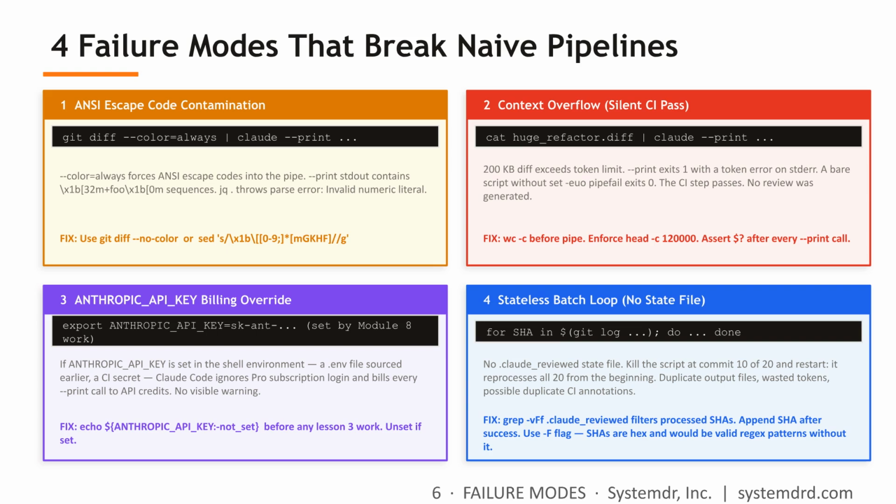The fix: wc -c before you pipe, head -c 12000 to enforce the limit, and always check $? after every Claude Print call.